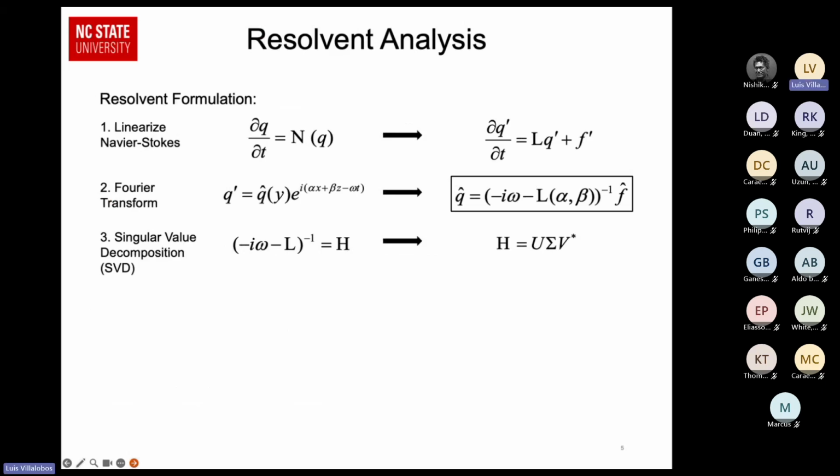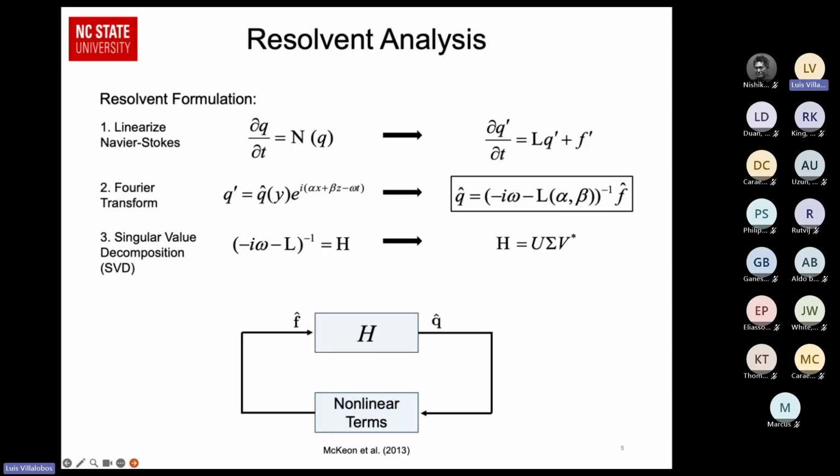So if anyone knows resolvent analysis, then our formulation is pretty familiar to you. We essentially linearize a Navier-Stokes operator, like I was talking about, that gives you your linear operator L, which in our case is just a matrix. We then Fourier transform in time, and if your flow is spatially homogeneous in some directions, you can assume a wave-like disturbance, and that lets you write the equation in the box. And that operator with the inverse around it, that is what we call the resolvent operator, and we denote that as H. And in order to get the modes which are most amplified by the flow, you would take the singular value decomposition of that, which is H equals U sigma V conjugate transpose.